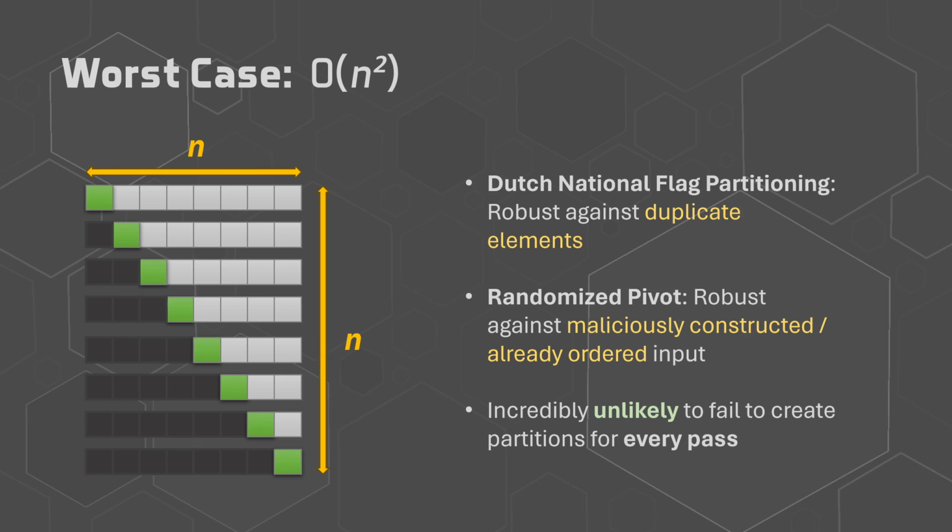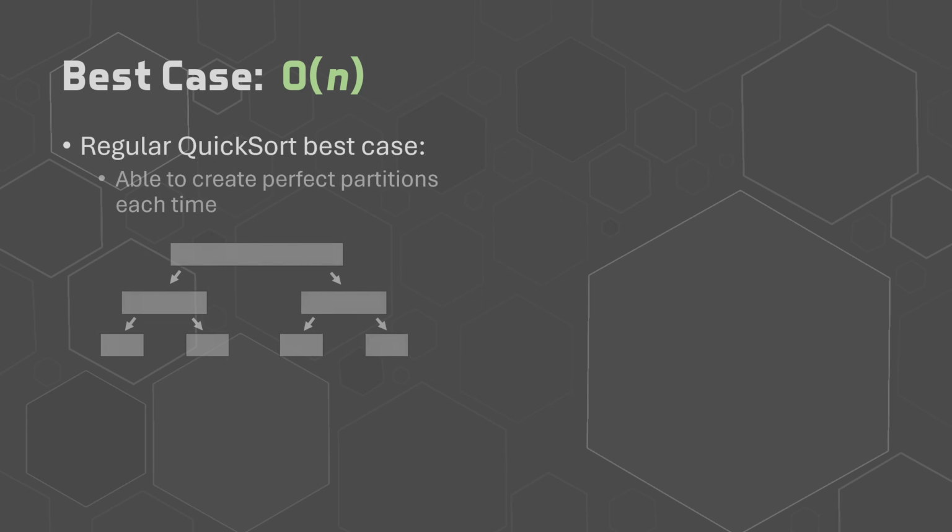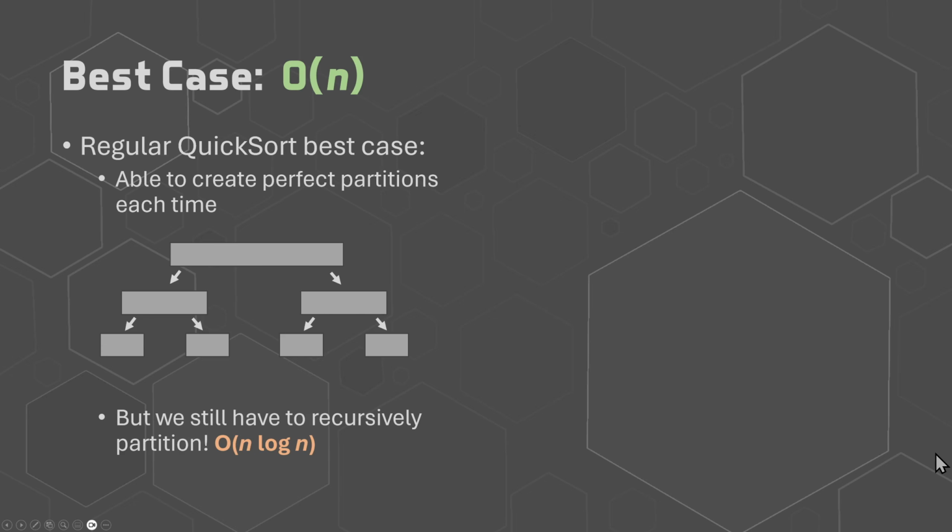Of course, there's one more case we haven't discussed, and that is the best case. Now, turns out there is something interesting to say here. Let's think about, for regular QuickSort, what the best case actually is. If you're doing one element partitions, then the best you can hope for is that you are able to create perfect partitions each time. While that's great, well, you still have to do recursive partitioning, right? So for regular QuickSort, the best case is O(n log n).